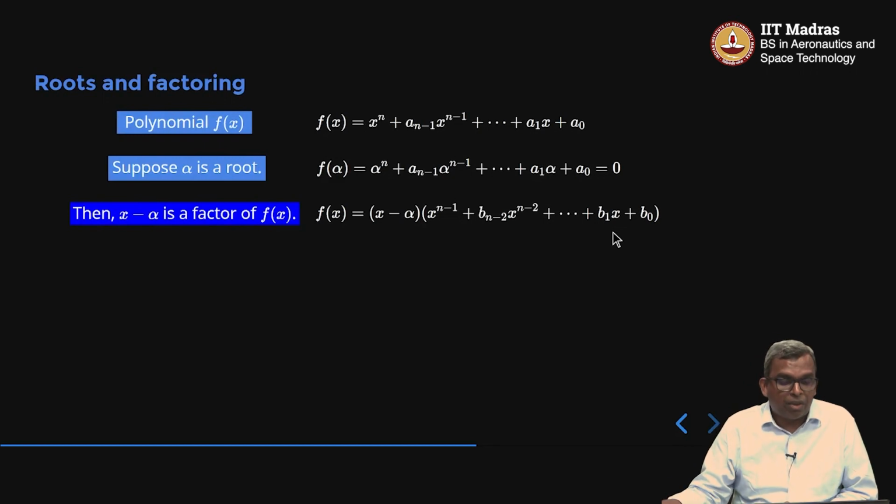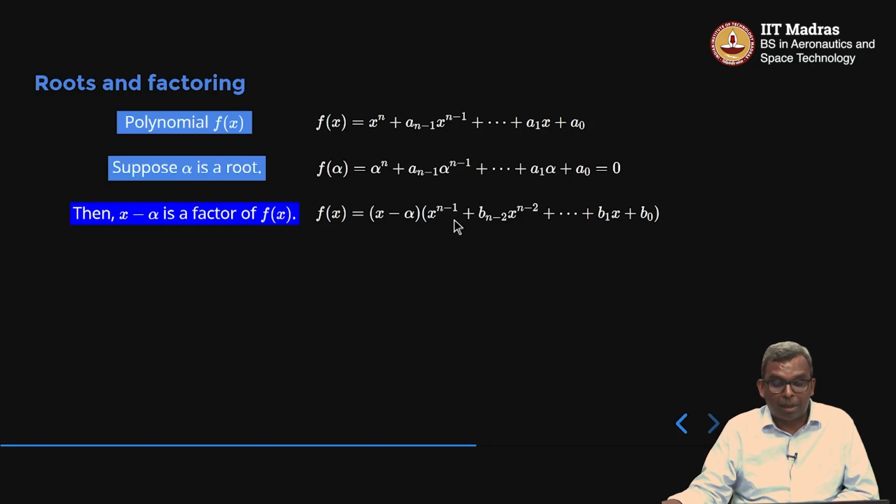There's one connection between roots and factoring. This was implicitly used. I didn't really prove it. I wanted to do a proof for that. Supposing you have a polynomial f of x, a degree n polynomial, and alpha is a root of this polynomial. What does that mean? It's f of alpha is 0. That's what it means. So it turns out if alpha is the root, you can write f of x as x minus alpha times an n minus 1 degree polynomial.